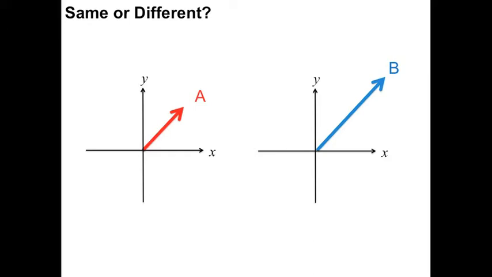Well, we can see that A and B are pointing along the same direction. So that means they're similar vectors. But they are not the same because the magnitudes are different. B is clearly bigger than vector A. Therefore, B cannot be the same as vector A. So these are going to be different. How about these?